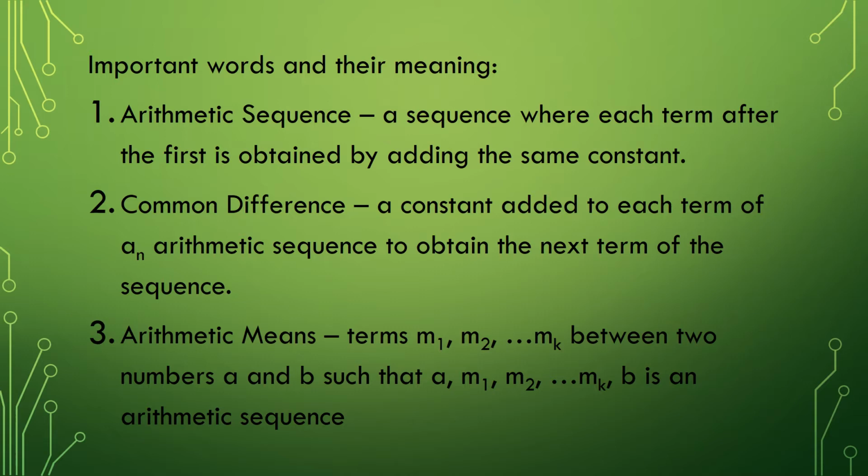Let us first define the important words and their meaning that you are going to encounter throughout the discussion. First is the arithmetic sequence. It is a sequence where each term after the first is obtained by adding the same constant. Second is the common difference. It is a constant added to each term of an arithmetic sequence to obtain the next term of the sequence. Third is the arithmetic means. These are terms m sub 1, m sub 2, up to m sub k between two numbers a and b, such that a sub 1, m sub 1, m sub 2, m sub k, b is an arithmetic sequence.